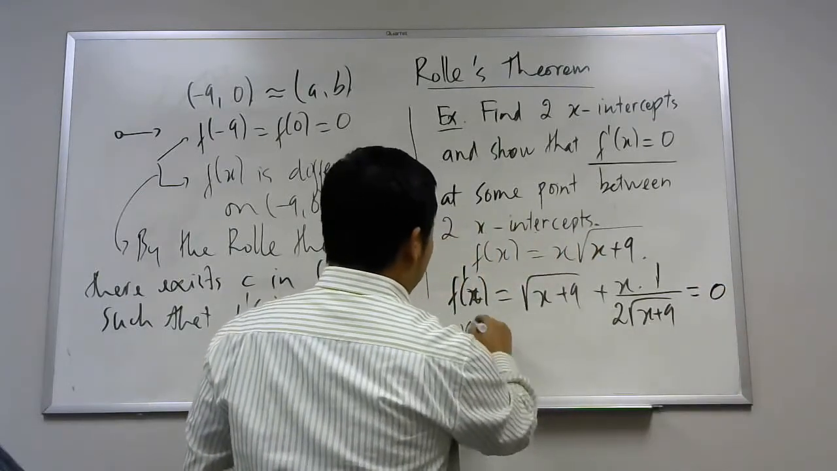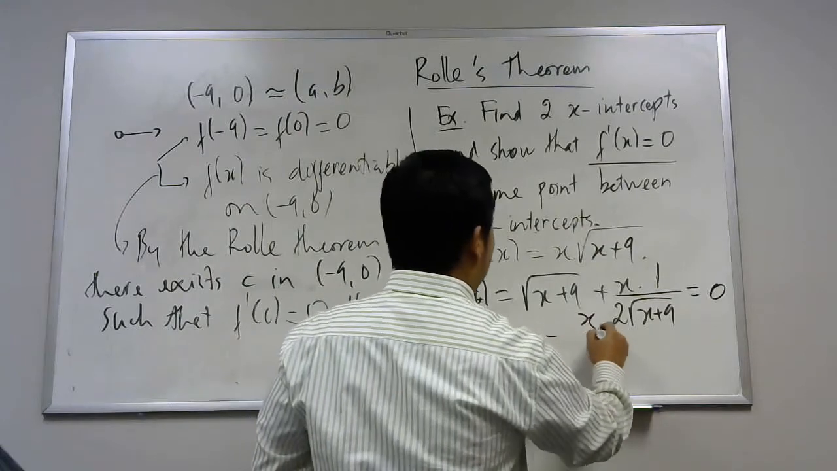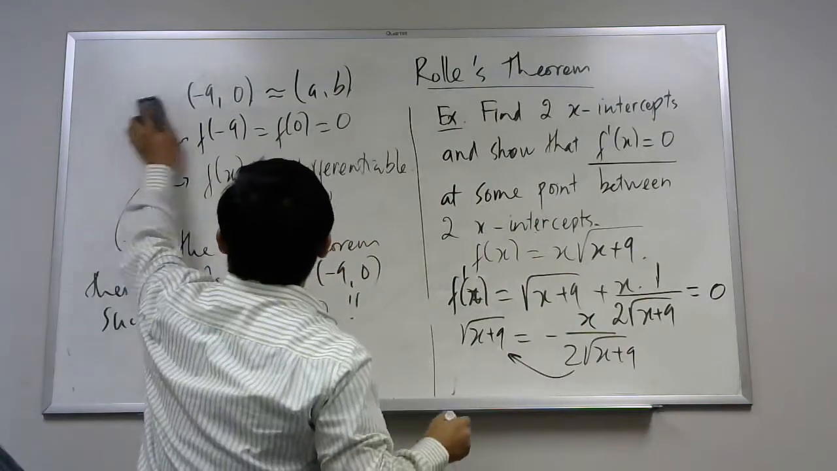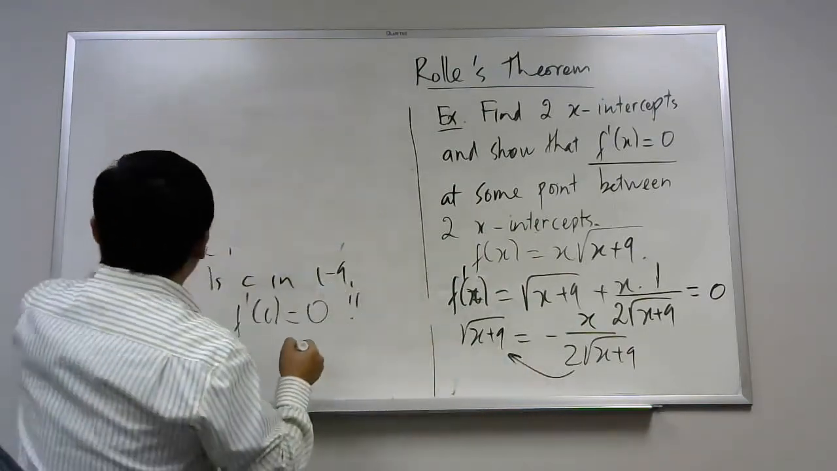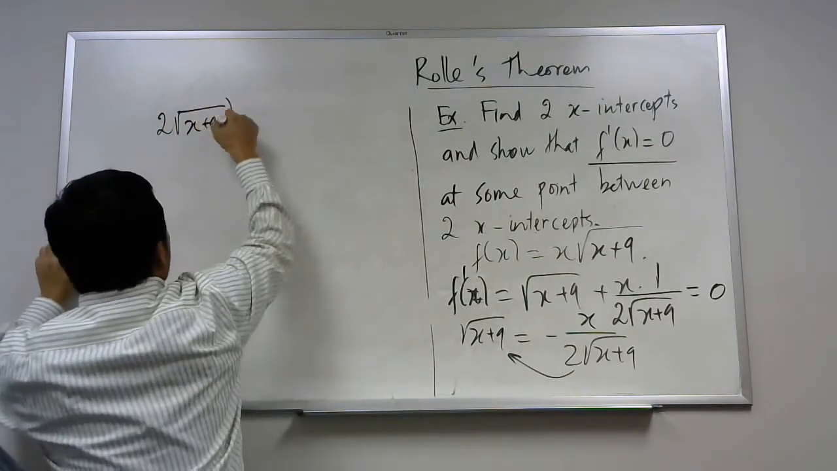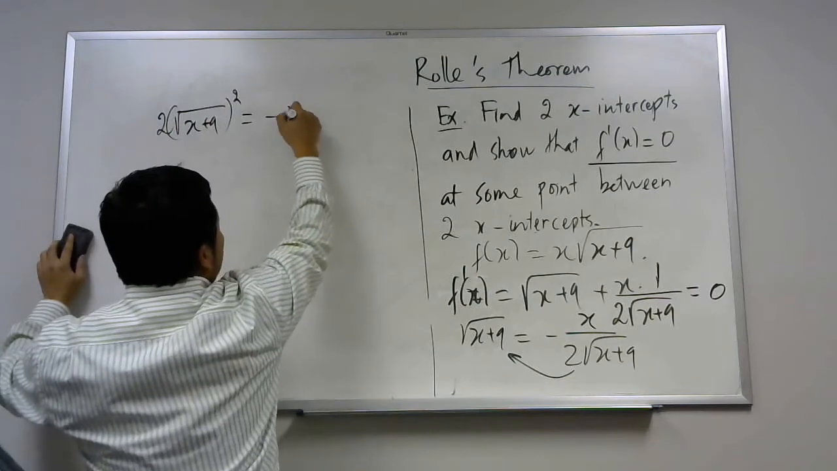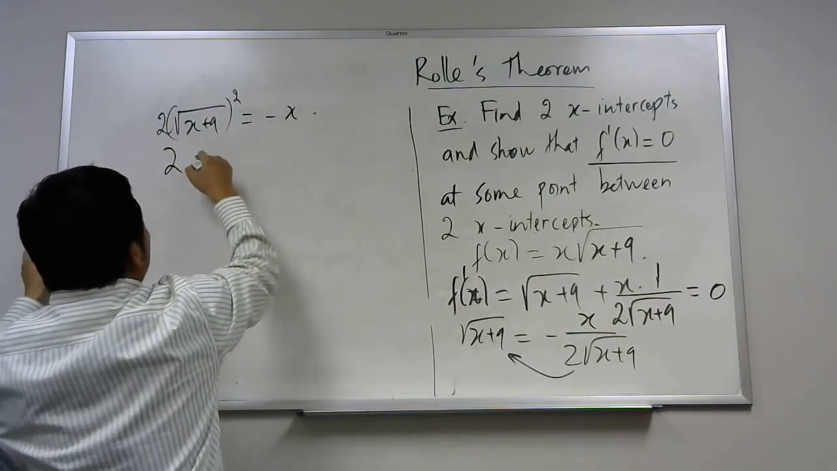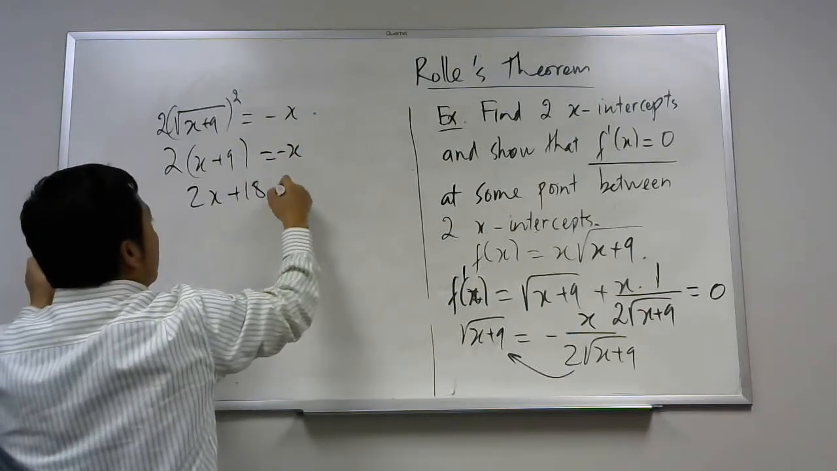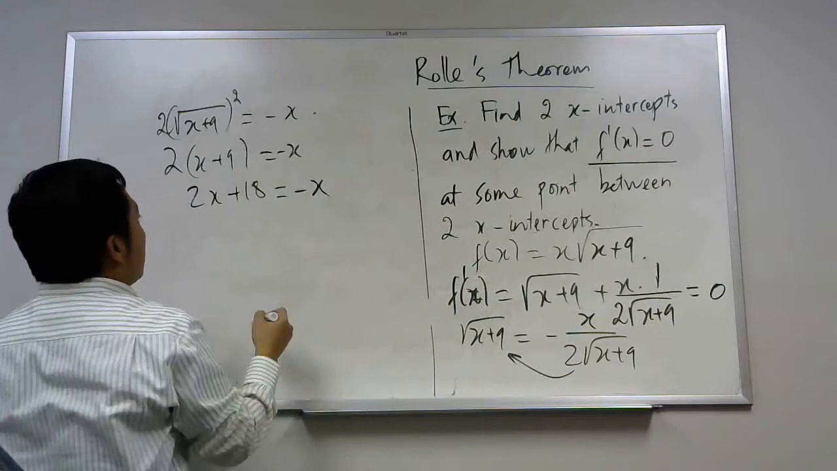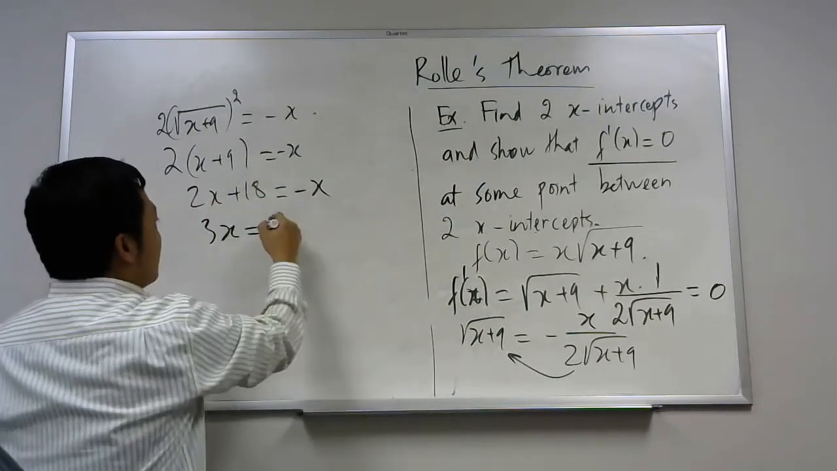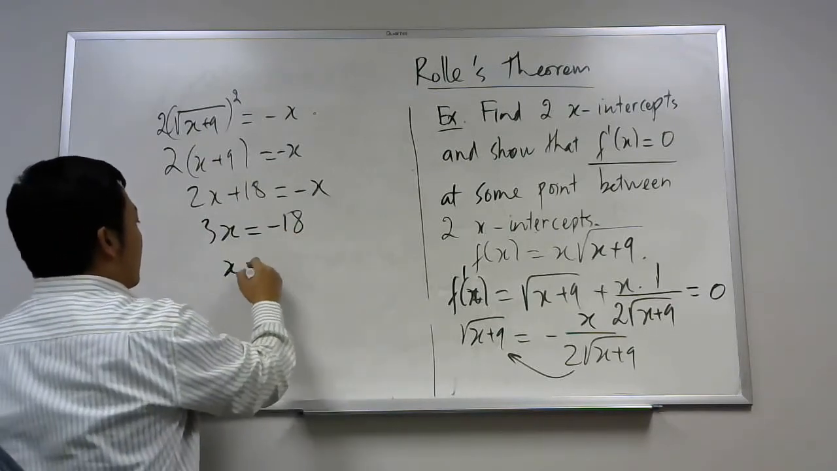So I set this equal to 0. From here I get square root of x plus 9 equal to -x over 2 times the square root of x plus 9. And now I use cross multiplication. I have 2 times the square root of x plus 9 squared equal to -x. But this is nothing but 2 times x plus 9 equal to -x. I have 2x plus 18 equal to -x. So I bring x to this side, I have 3x equal to -18, right? So x is equal to -6.